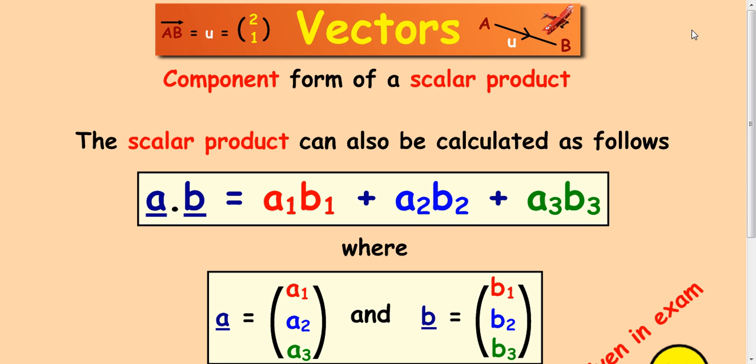In this lesson we're going to look at the component form of the scalar product. Now the scalar product can be calculated as before: a dot b is the magnitude of a times the magnitude of b times the cos of the angle in between. But there's another way it can be calculated using the components of a vector. This again is given in the formula sheet.